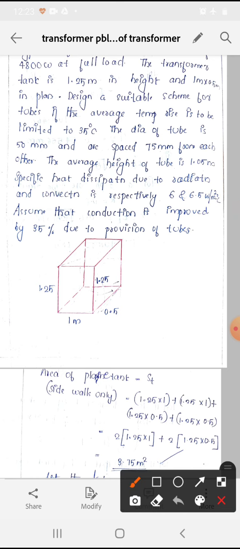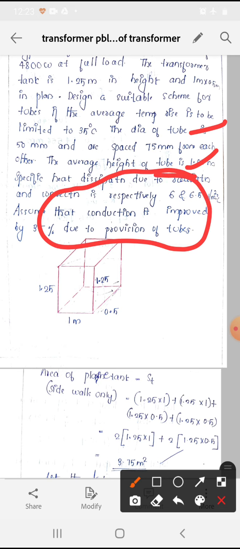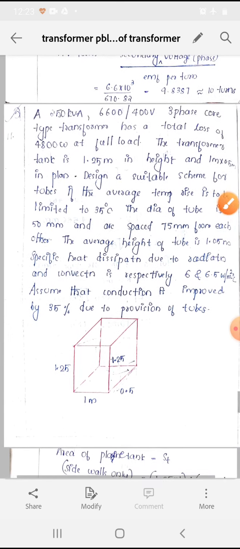So in the question, if the tube's diameter is not given, we can assume it as 50 mm, and the spacing of the tubes is normally 75 mm. If it's not given, we can assume 50 mm and 75 mm spacing. The average height of the tube is 1.05 meter and the specific heat dissipation due to radiation and convection is 6 and 6.5 watts per meter square per degree Celsius. And also assume that the conduction is improved by 35% due to provision of tubes. So this we need to know. Sometimes it won't be given in the question.